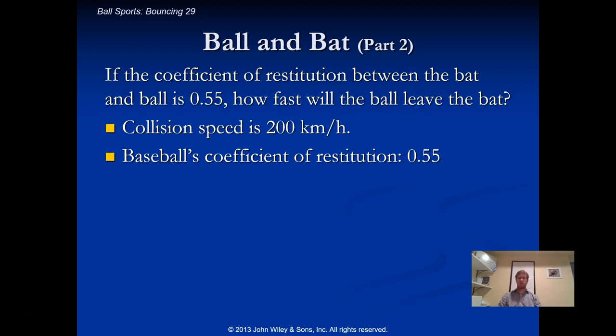Next, if we assume that the coefficient of restitution is 0.55 between the ball and the bat, what is the speed at which the ball comes off the bat? And then I'll ask you also, what is the overall final speed of the ball relative to the ground? So pause this for a second and try to figure this one out. Again, I give you the coefficient of restitution, you know the collision speed. I want you to tell me, in the end, how fast the ball is moving relative to the ground. How fast is it moving back towards the pitcher? How much time does the pitcher have to react? Pause it and give it a go.